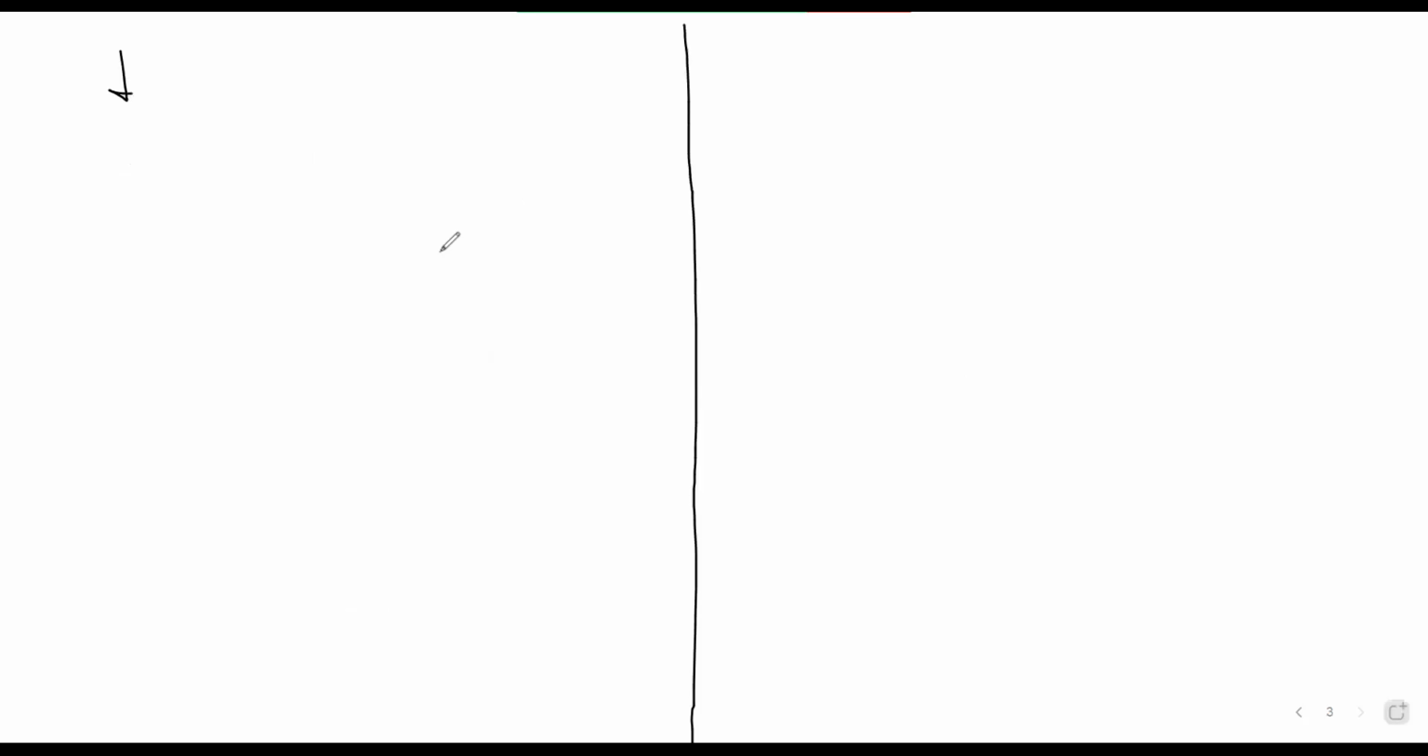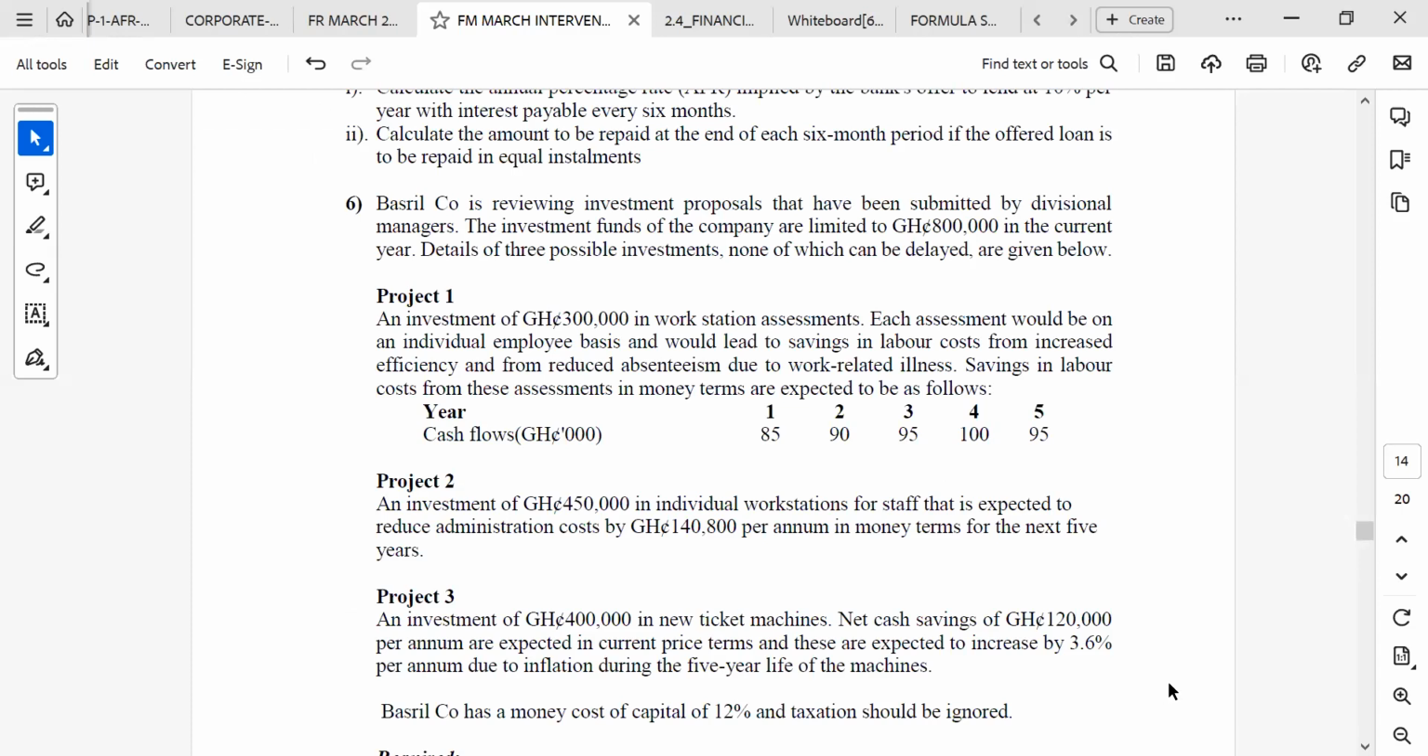Let's go to the second project. Okay, let's have project B. Let's calculate the NPV. And we do this if the project is divisible. If the question says that the project is divisible, we use the profitability index to rank the project. Let's count to the second project.